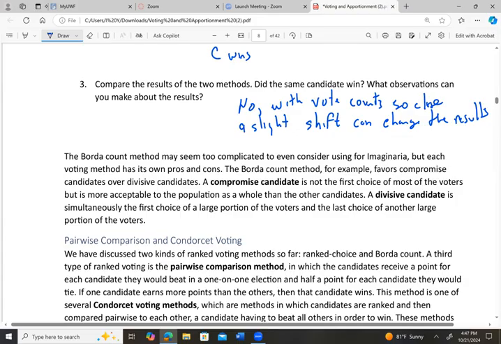The Borda count method may seem too complicated to even consider using for Imaginaria, but each voting method has its own pros and cons. The Borda count method, for example, favors compromise candidates over divisive candidates. A compromise candidate is not the first choice of most of the voters, but is more acceptable to the population as a whole than the other candidates. A divisive candidate is simultaneously the first choice of a large portion of the voters and the last choice of another large portion of voters.